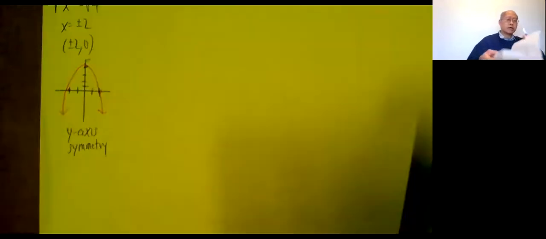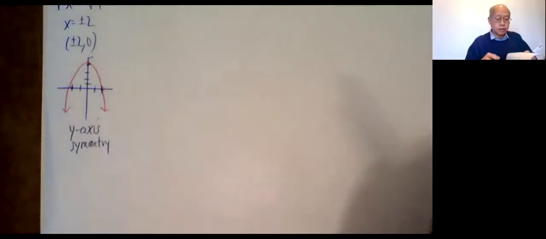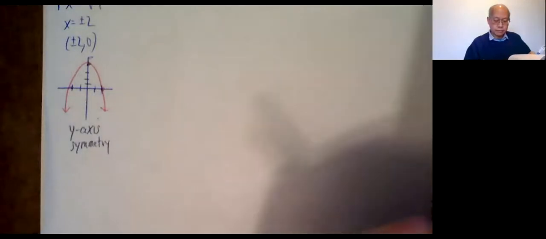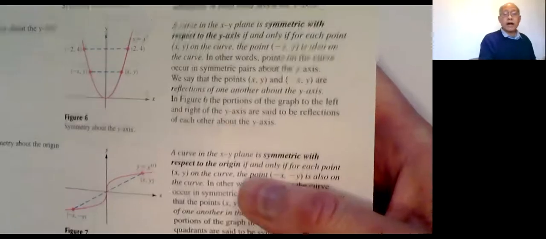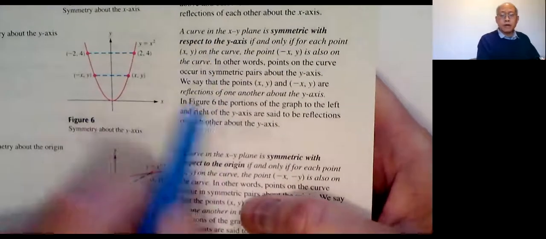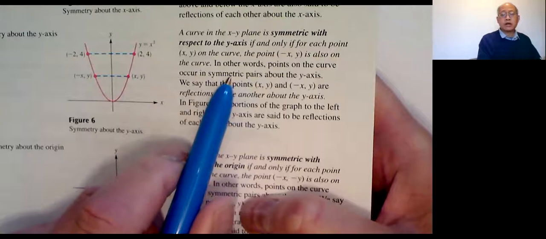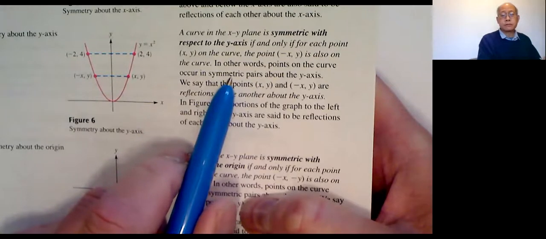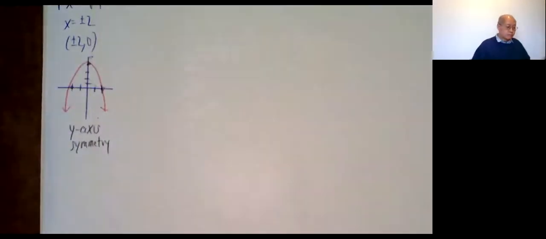All right, now I mentioned it quickly last time, but I'll go over it a little bit more. If you have certain kinds of symmetry, some things hold. Back on page 59, for y-axis symmetry. All of this says if you replace x by negative x and you get an equivalent equation, then you have symmetry with respect to the y-axis. Okay, so what does that mean?